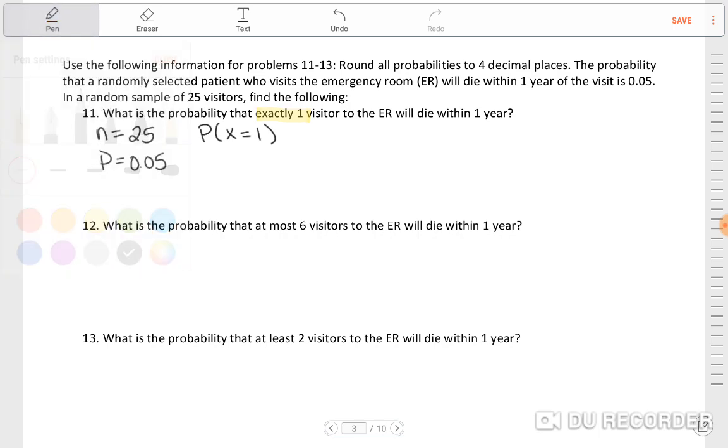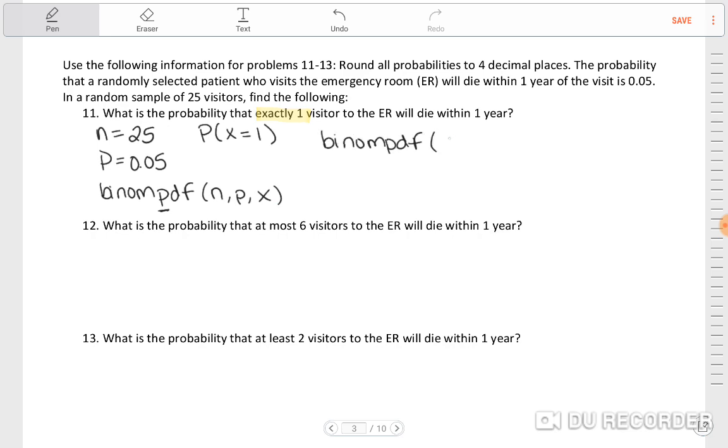When you see exactly 1, that means you're going to be doing binomial PDF. You use the P whenever it's an equals statement. So on your formula sheet, it says binomial PDF is going to be n, p, x. So we will type in binomial PDF. Our n is 25, p is 0.05, and our x is 1.